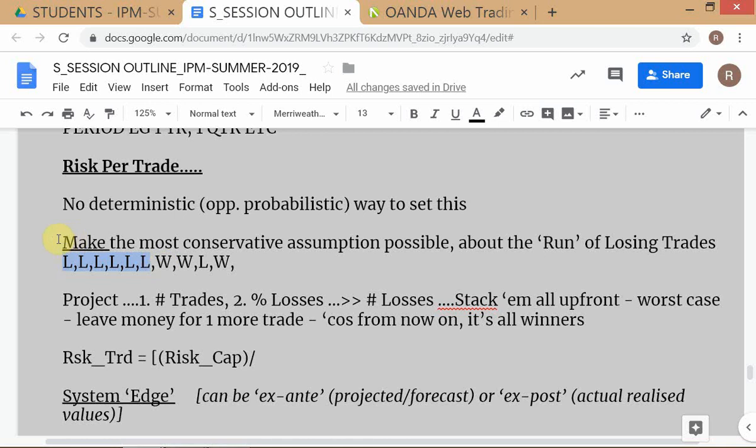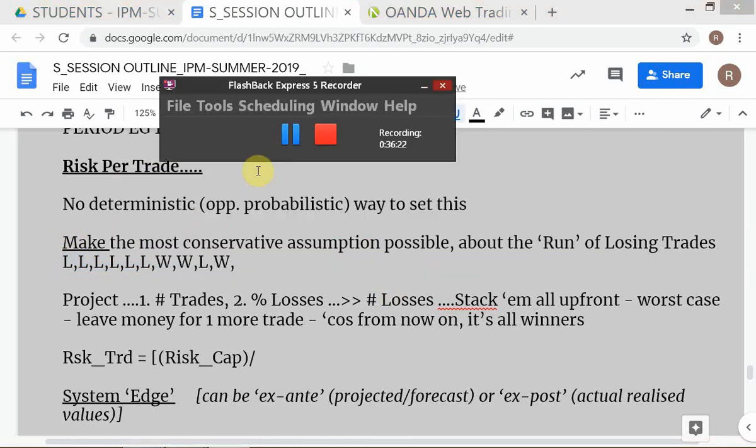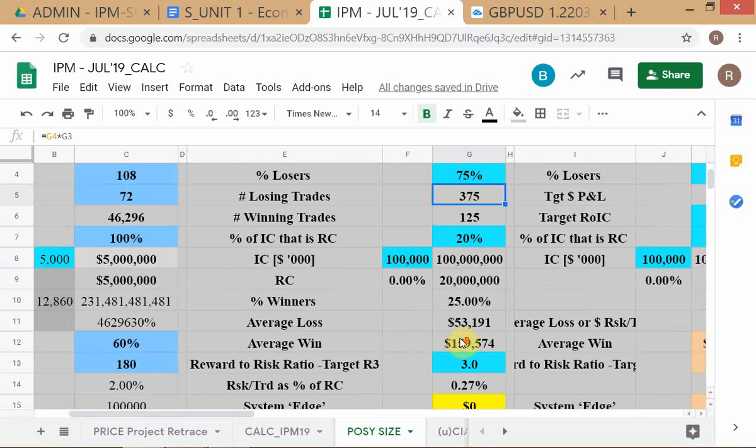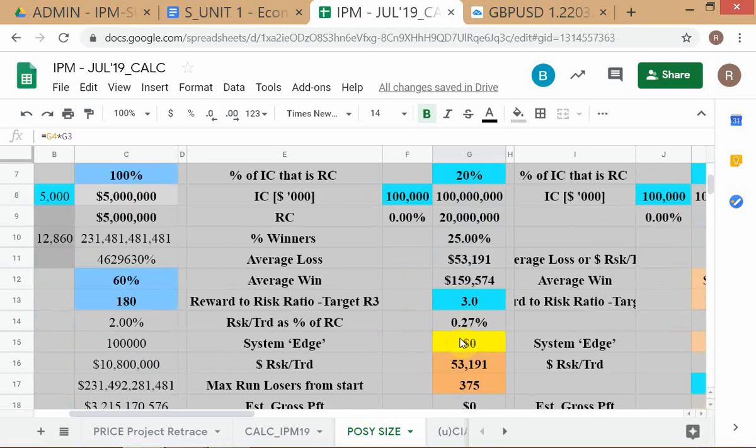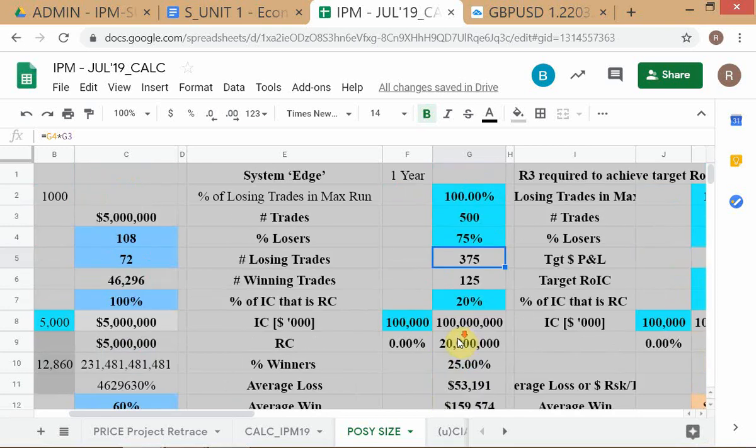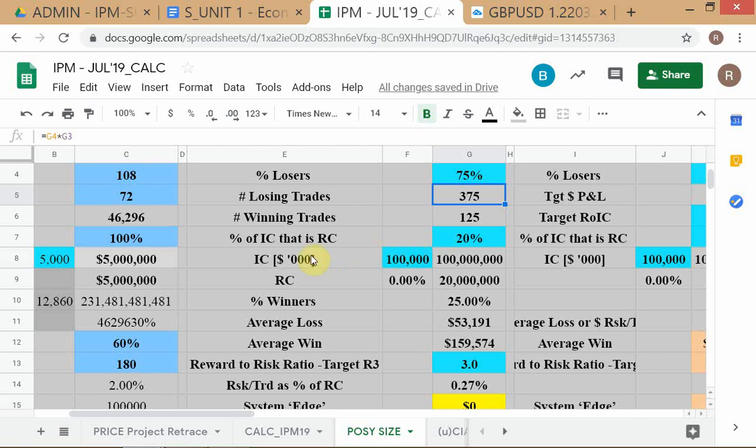Okay, so therefore how will I derive, because remember what I'm trying to derive is my risk per trade. So what am I going to do for my risk per trade? You notice what am I going to do? I'm going to take, what is my risk capital? Look at something else we have put in. IC is investable capital, okay? Invested capital, or we can make it investable.